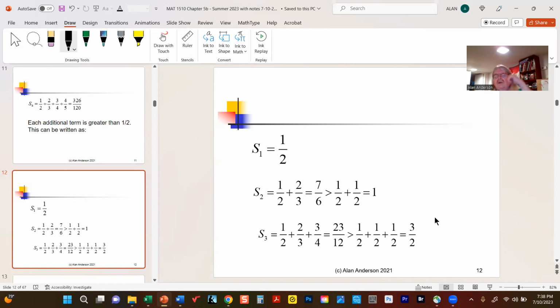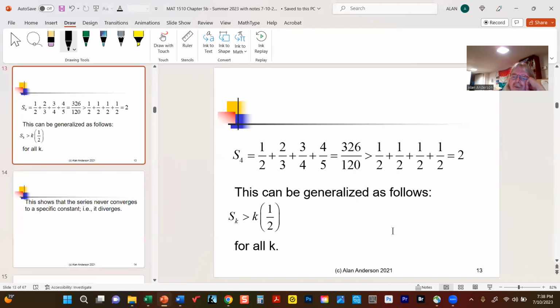Well, the reason why we're doing this is because then we can demonstrate, if you notice on the left-hand side, whatever we actually have is greater than simply adding up 1/2 to itself. And then here, 1/2 plus 2/3 plus 3/4 is greater than 1/2 plus 1/2 plus 1/2. So what this means then is that for any partial sum k, the actual partial sum is always greater than k times 1/2.